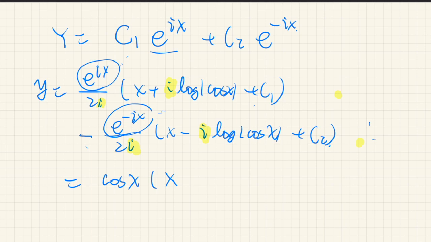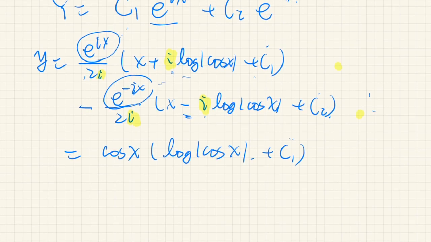Okay, 2i is here, but this x and this x are cancelled because of this negative sign. And here we have i, and we have negative i here, so they remain. And this i is cancelled. This is the same, so this 2 is also cancelled, so log of cosine x. And this C1 and C2 can be any constant, so just leave it like this, but we may redefine this.